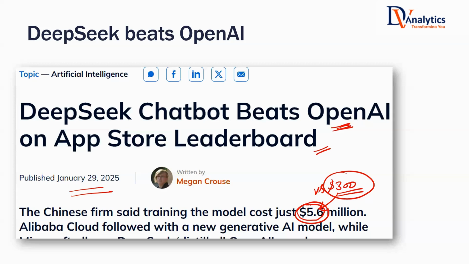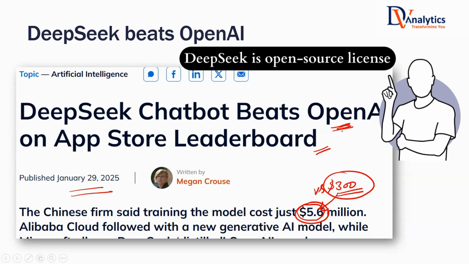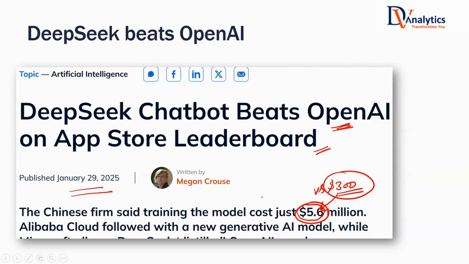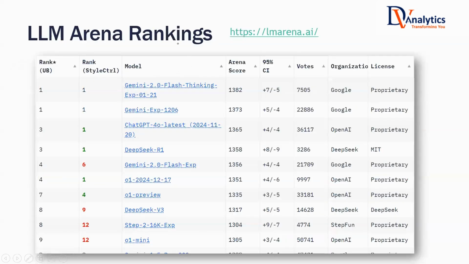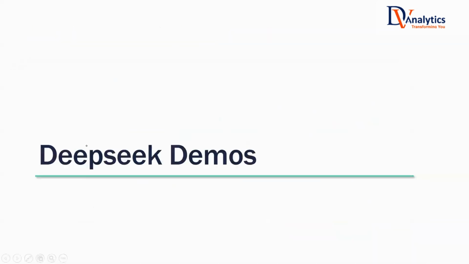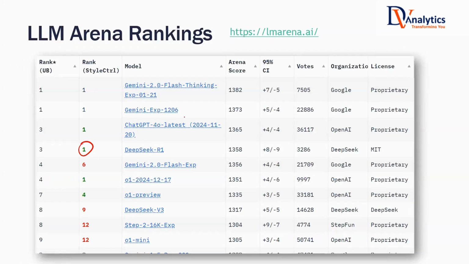We do not expect a model which costs that much less to still give the same accuracy as OpenAI. And the other reason is that this is open source. OpenAI does not have an open source license, but DeepSeek does. As soon as it came in, if you see the LLM Arena rankings, DeepSeek is actually ranked one. Yes, it is up there with Gemini, up there with ChatGPT 4.0 as well. DeepSeek R1 is here, and DeepSeek version 3 is here.